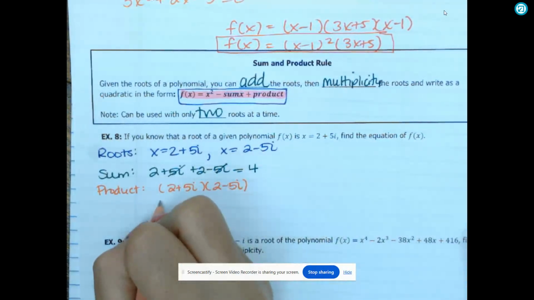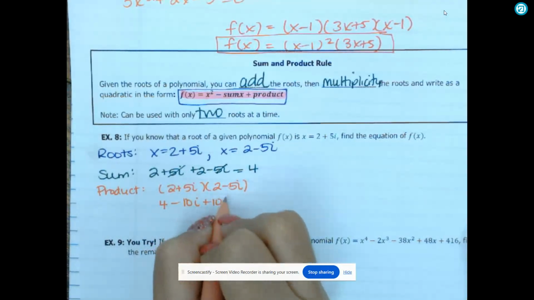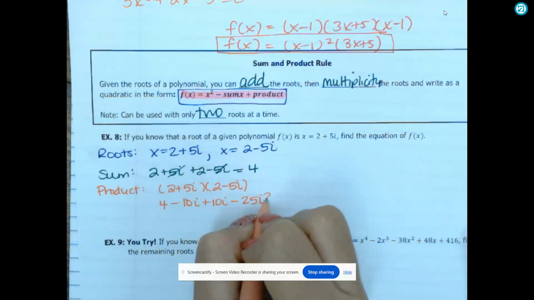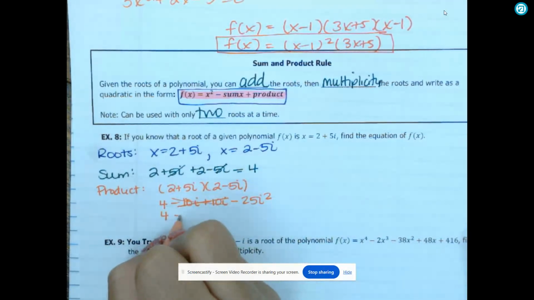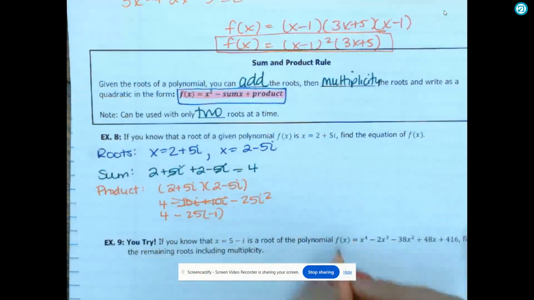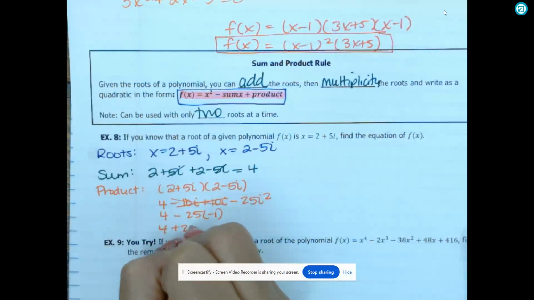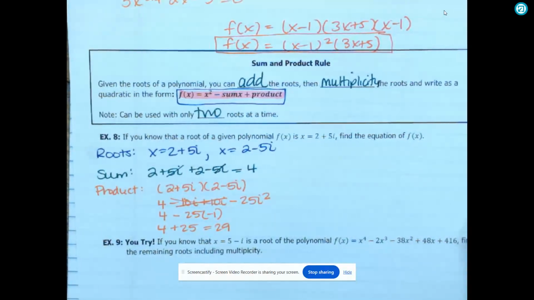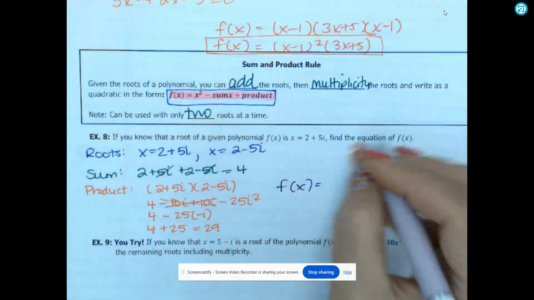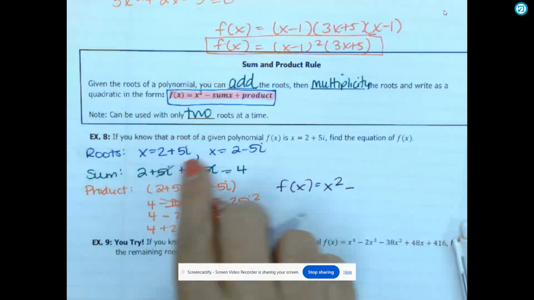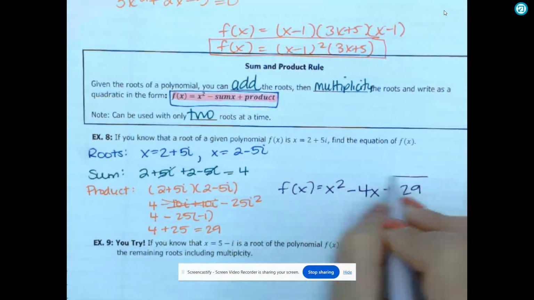2 times 2 gives me 4, minus 10i plus 10i, minus 25i squared. The minus and the plus right here cancel out. So I have 4 minus 25 times -1. i squared is -1, and that becomes positive 25, which gives me 29. So then the rule says f of x equals x squared minus the sum, which was 4, x plus the product, which was 29.